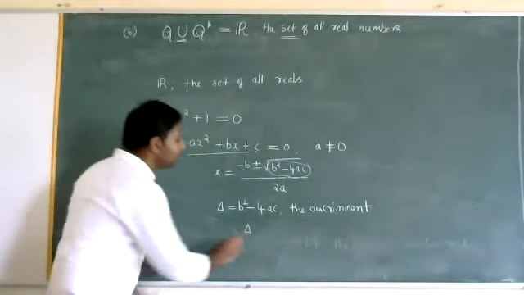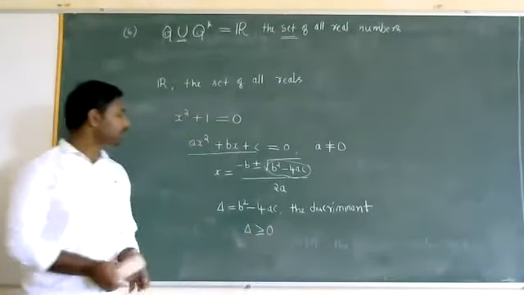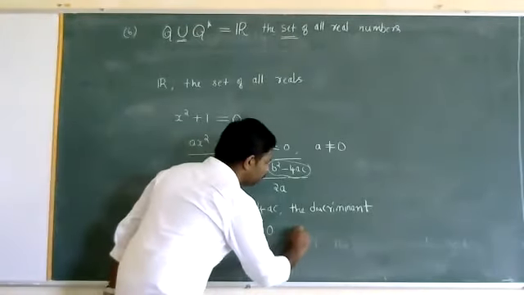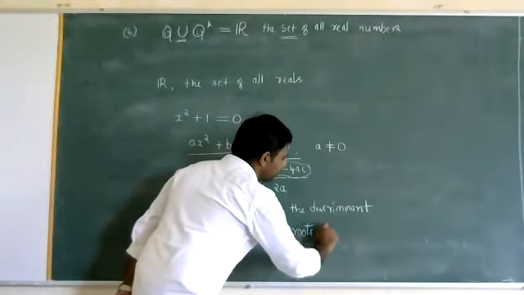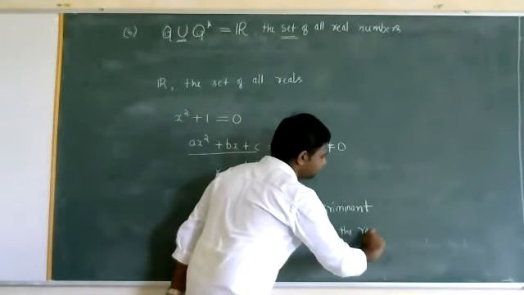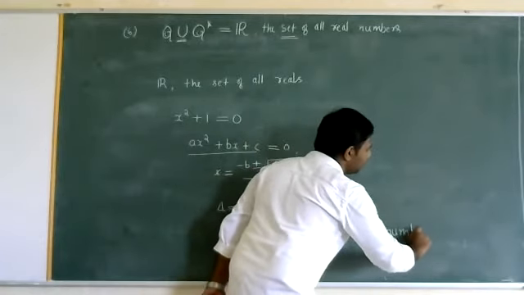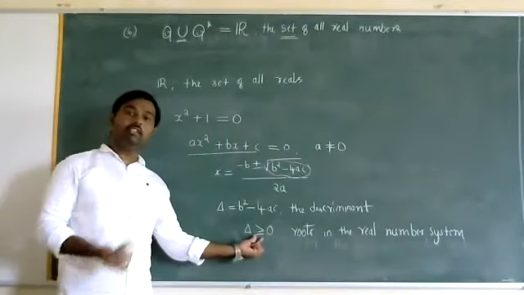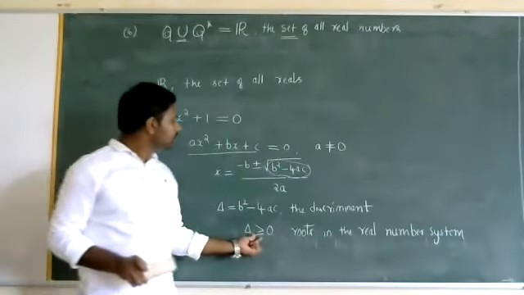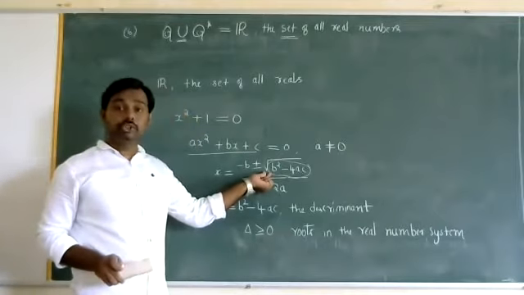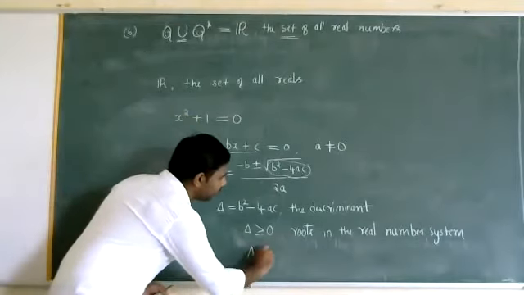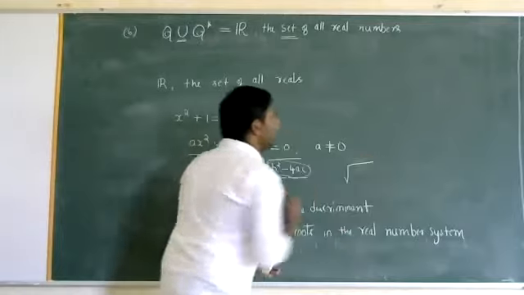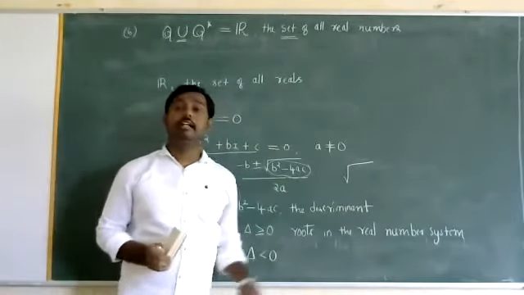We know that whenever the discriminant is non-negative, then only this quadratic equation will have roots in the real number system. Whenever it is positive or equal to 0. Because this discriminant is inside the square root. If at all the discriminant becomes negative, we are unable to find the square root of a negative number.